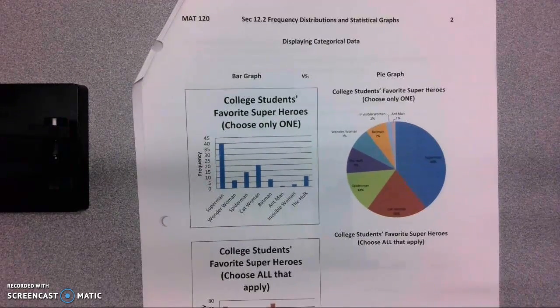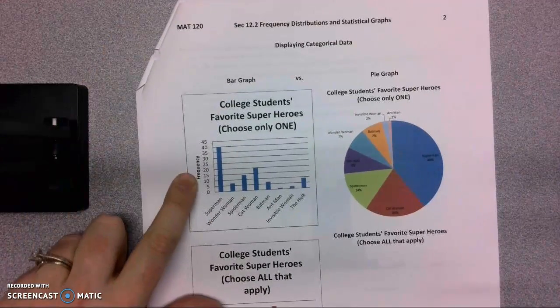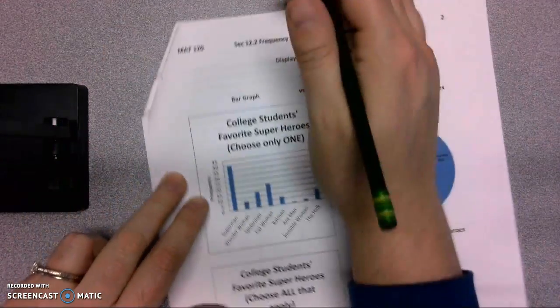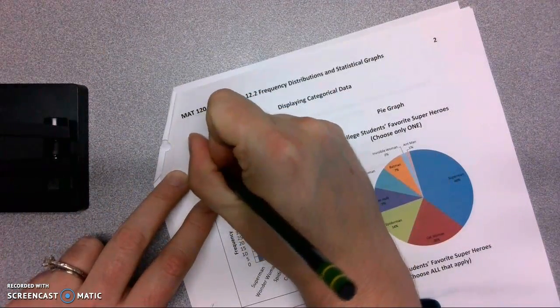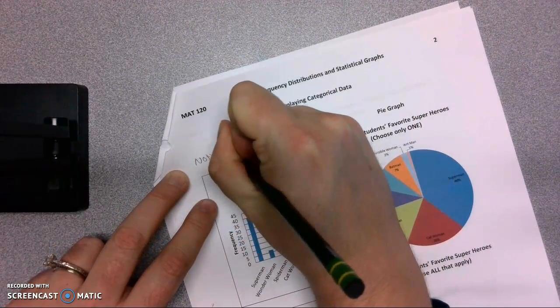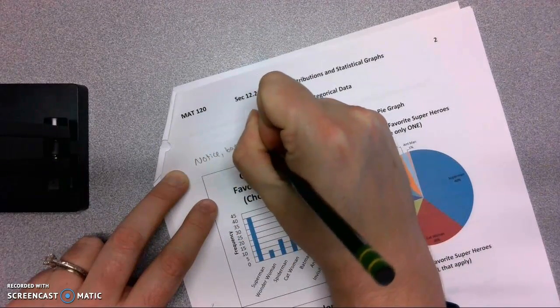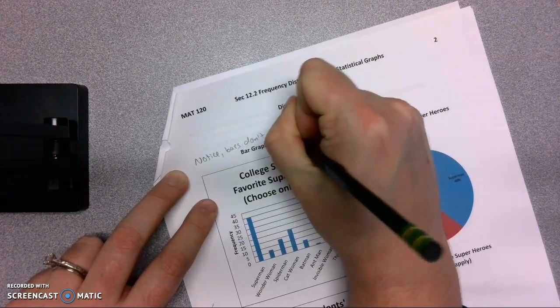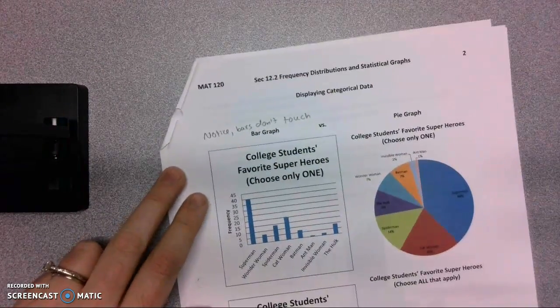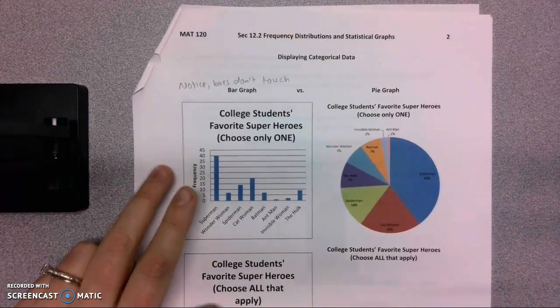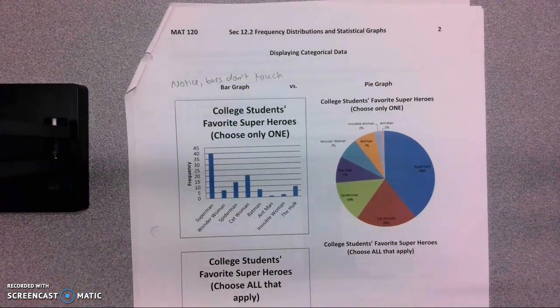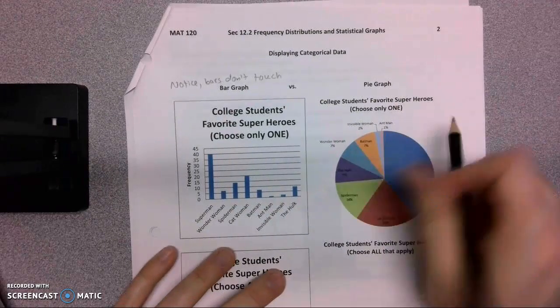One thing is these are bar graphs. In a bar graph, something to notice is the bars don't touch. Something to notice about a pie chart or a pie graph is that if you add up all the percents, they will add up to 100%.